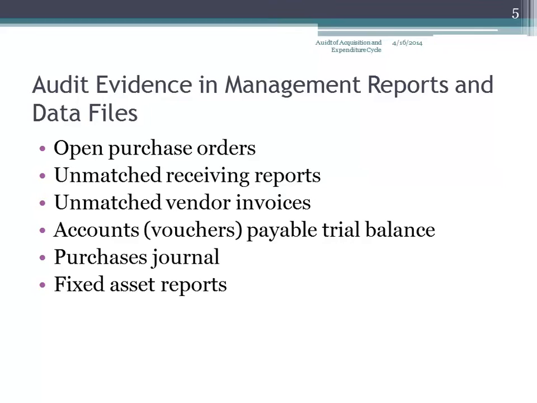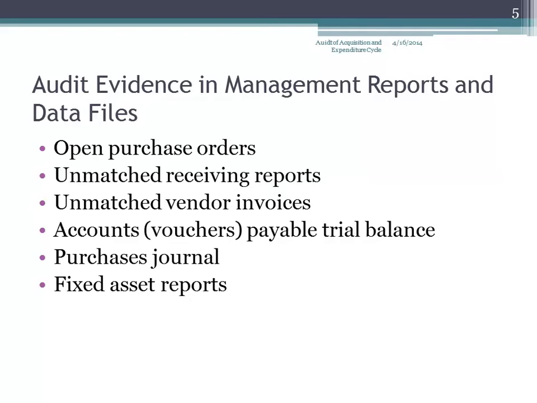Accounts payable trial balance, and you'll see accounts payable or vouchers payable used interchangeably. And a voucher, because one of the things we talked about, I think, last week, in terms of the disbursement cycle, is that what you're looking for is a voucher package. You'll see companies have what they call a voucher package, and that voucher package will include the purchase requisition, the purchase order, the receiving report, the vendor's invoice, and a copy or documentation that a disbursement was made. Right, so that's matching. The purchase journal is just listing all purchases made, and then obviously fixed assets are in the acquisition and expenditure cycle, so you'll see fixed asset reports that should support the amounts recorded in the general ledger.